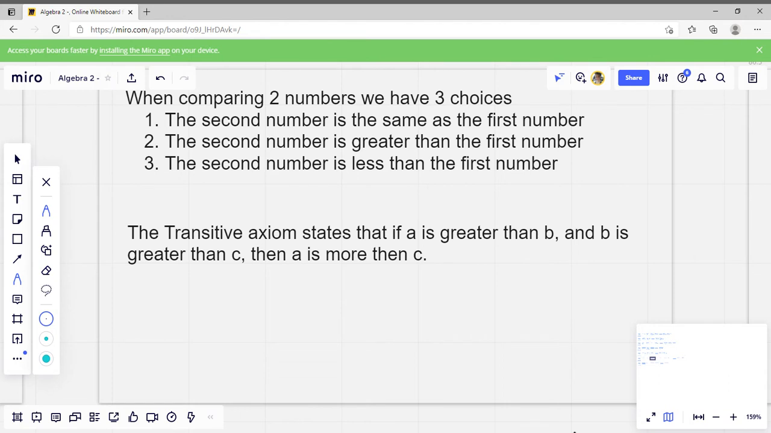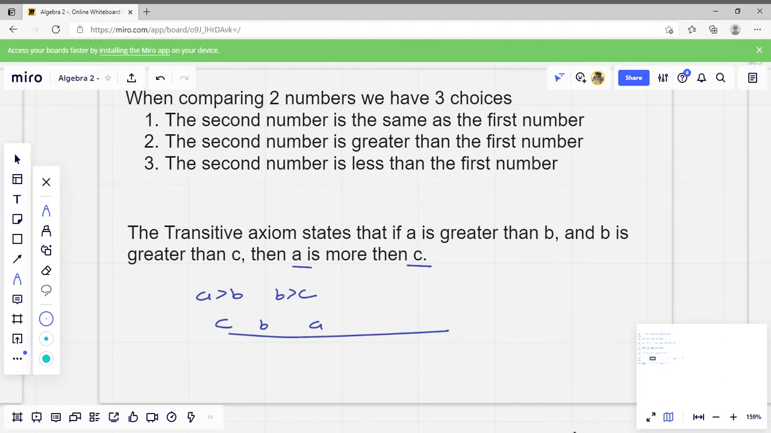All right, the transitive axiom states that if A is greater than B, and B is greater than C, then A is more than C. So if we put these on a number line, and A is greater than B, so we've got B down here, A up here. B is more than C, right? So C's down there. That means that A has to be more than C.